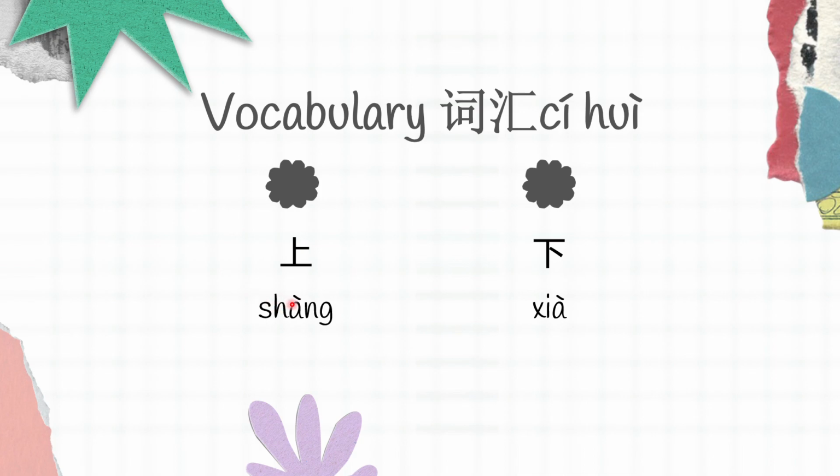We have 上, 下. So let's read together, guys. 上, 下. So 上 is above and 下 is below.